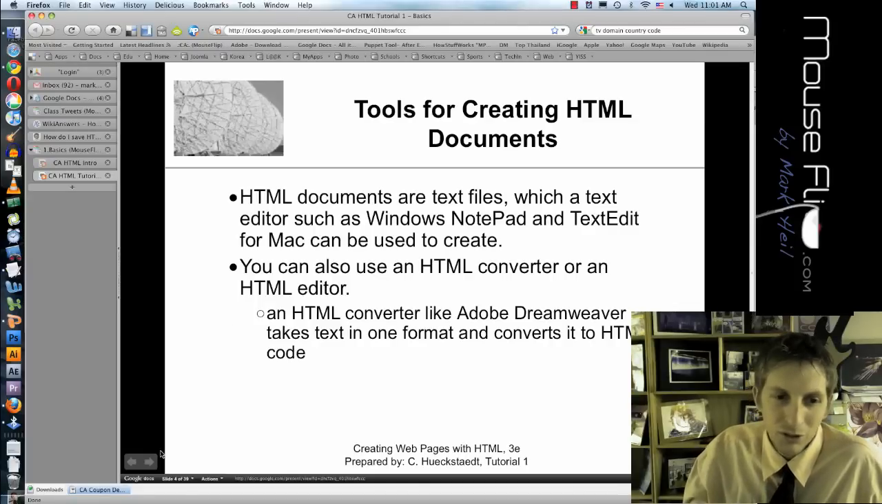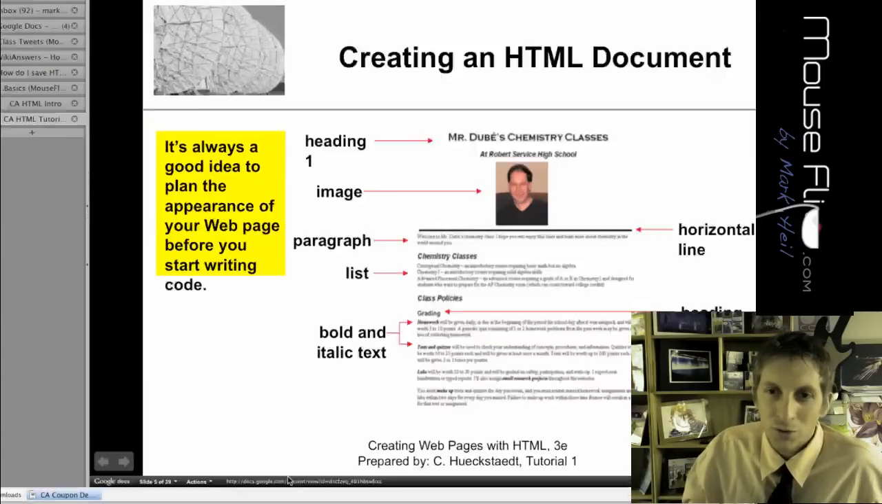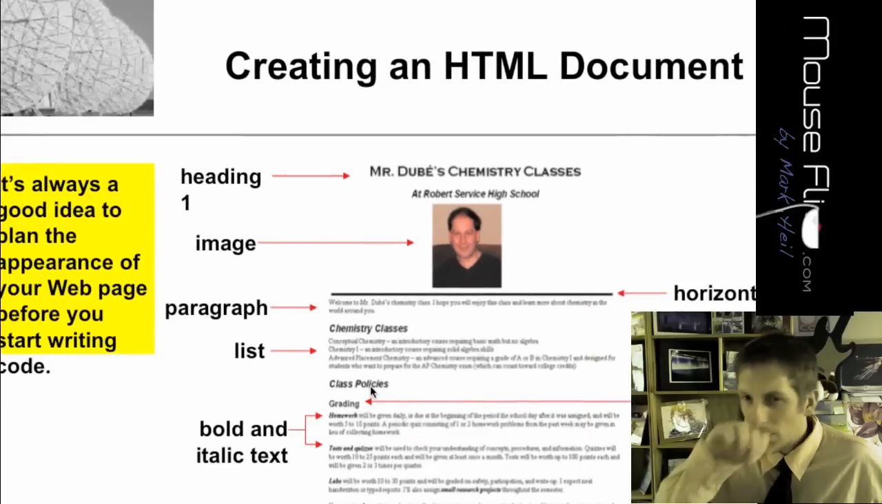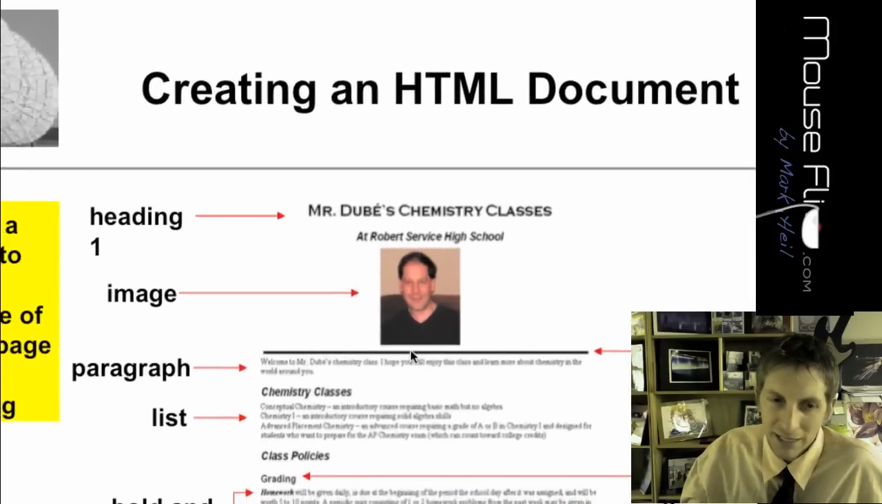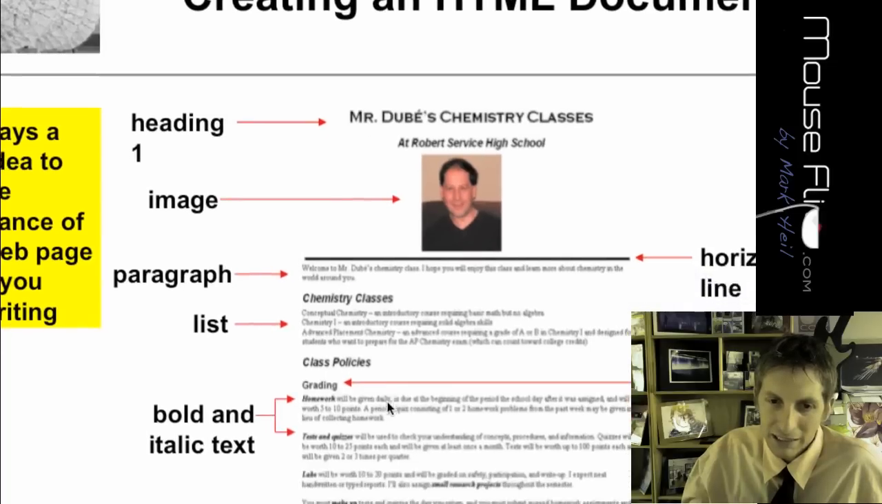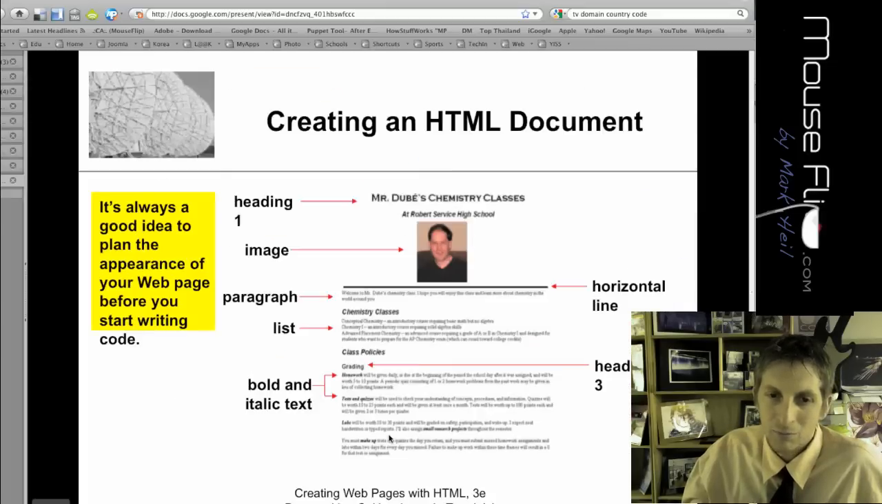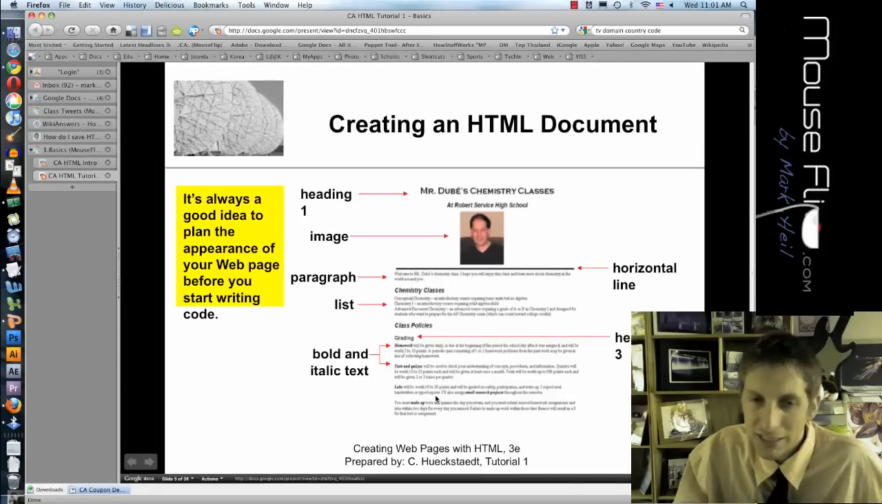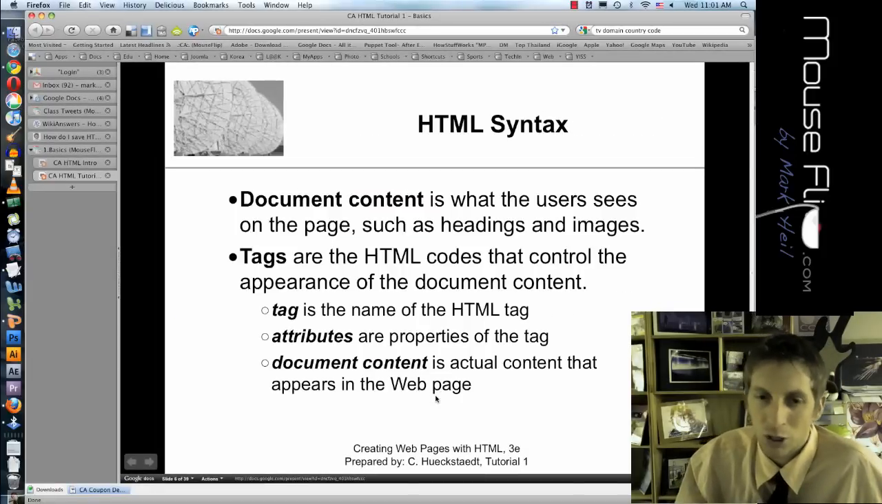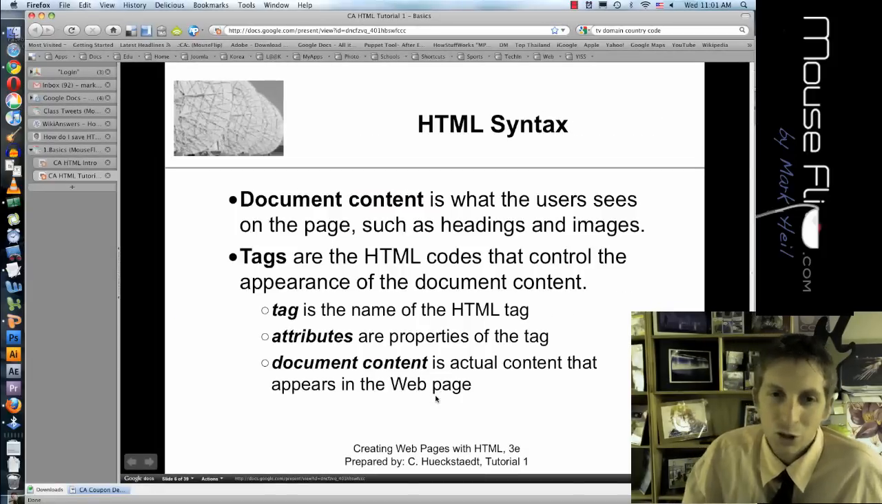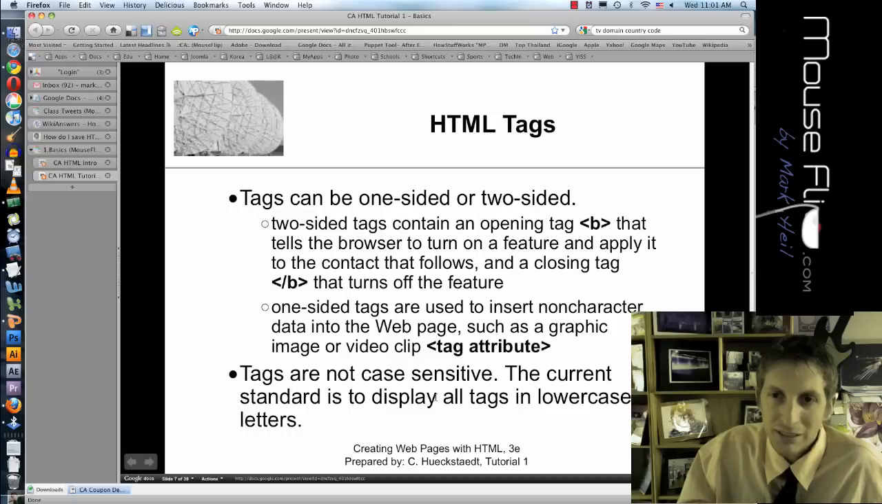So there's different parts of a website. Like you can have headings, you can have an image, paragraph text, list text, bold and italics. So these are things that we're going to be putting into our site. Okay, so again, tags are being used.